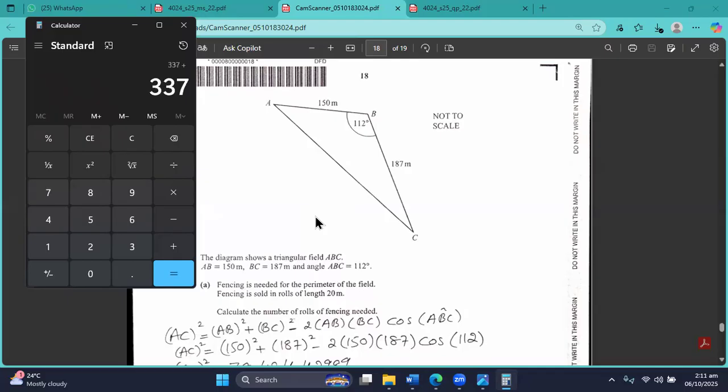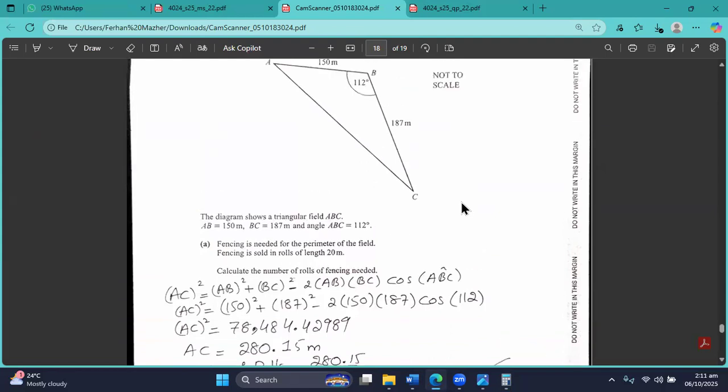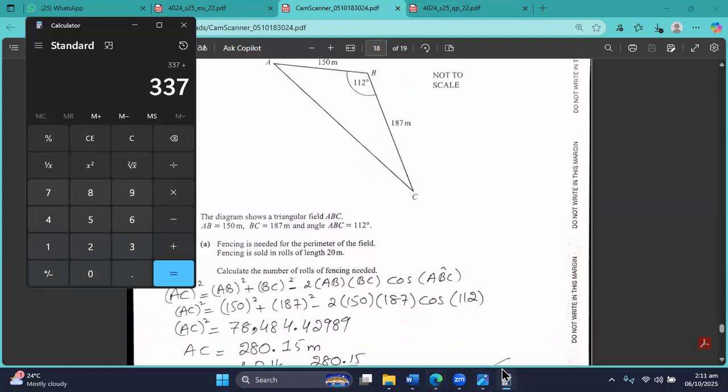plus, so that's 237. And the answer I got here of the AC, 280 plus 280.15. Okay, I have to write point. It's not writing point. 280.15 and equals to. So this is the total length, so this is the total perimeter.